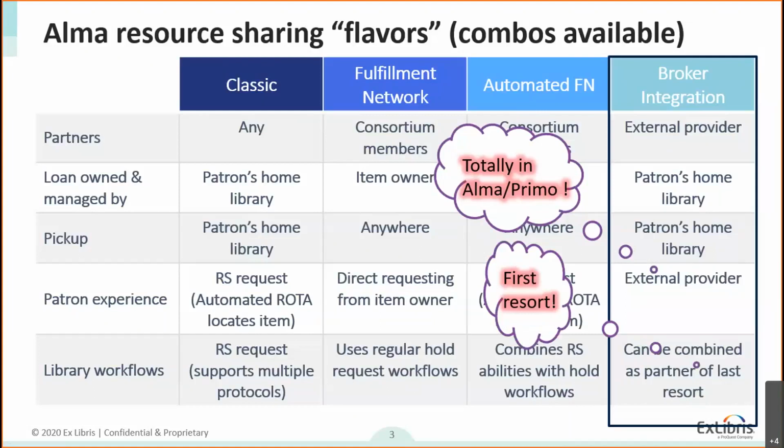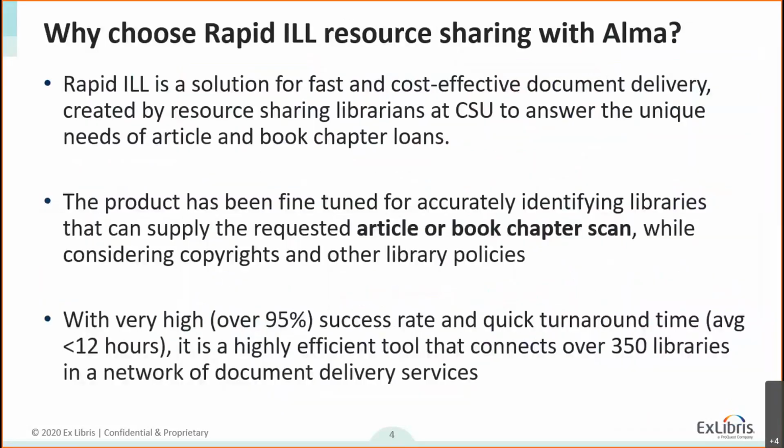And also in terms of the library workflows, we see here that normally brokers may be defined as last resort. Rapid is an example of a broker system that is likely and recommended to be used as your first resort. So you will be using that system to send requests as a first attempt to get the article or the chapter scan from Rapid ILL. And if Rapid ILL cannot fulfill the request because the article is not found in Rapid, then the request can flow on to the other members of your rota, as we will see. So it is a broker. It is an independent system that is integrated with Alma, but the integrations are somewhat different.